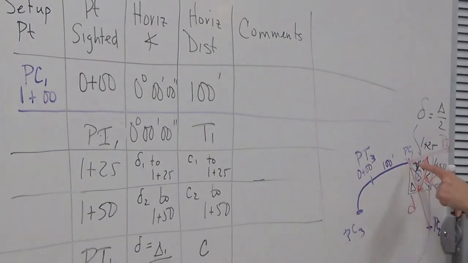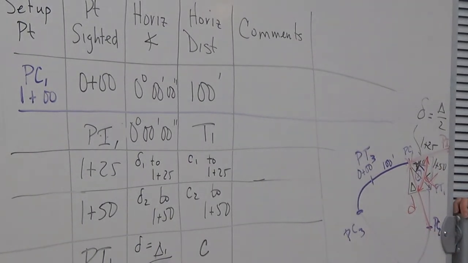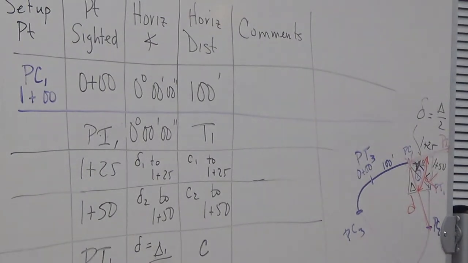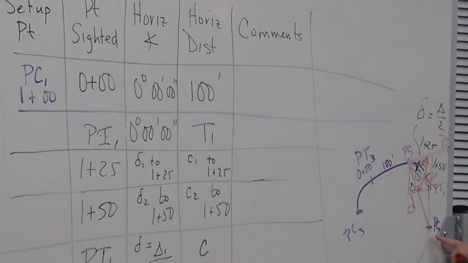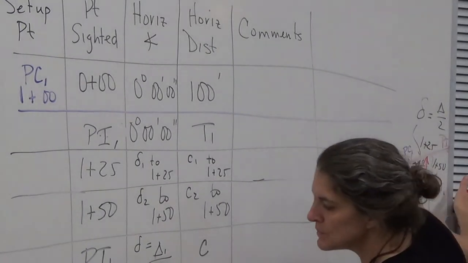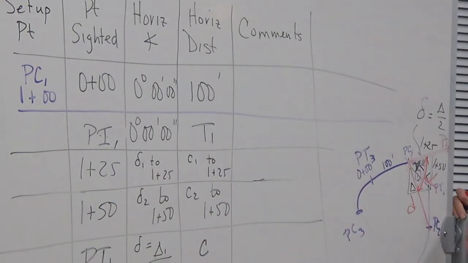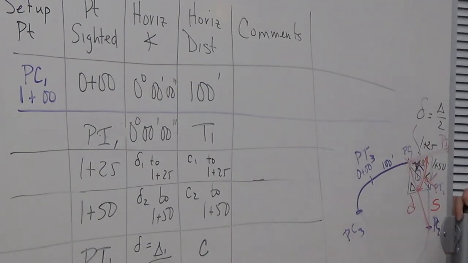So then while you're on PC1, you're going to cite PC2. And then where are you going to set up next? PC2. And now, is there a check you could do when you're at PC2? Cite back to PT1. And the angle is going to be 0, it's going to be set at 0. But what distance do we want? Whatever that straightaway distance is. You want to check this. That's your check.